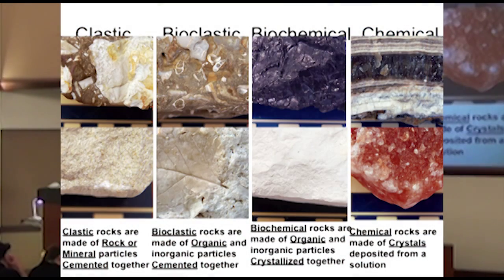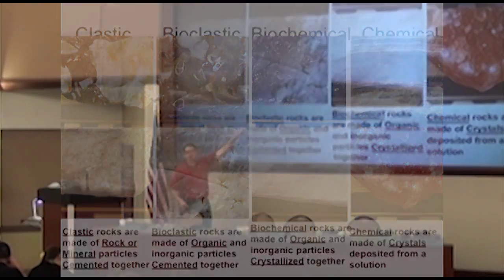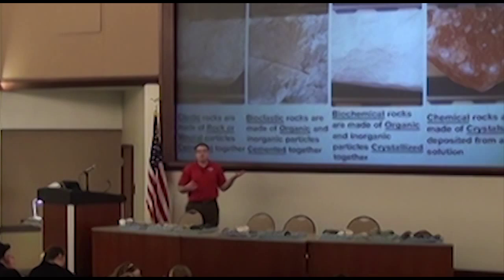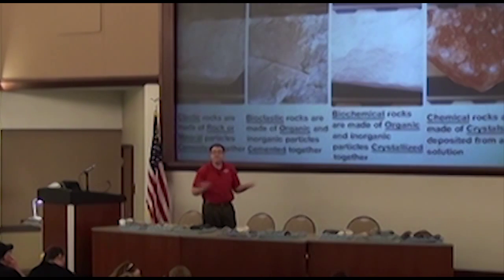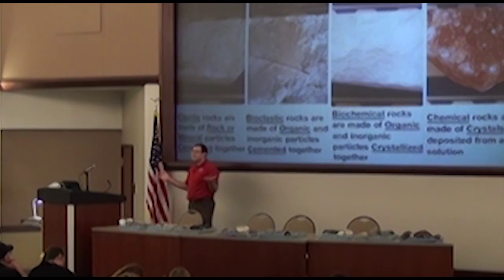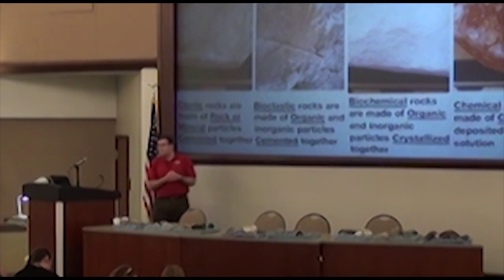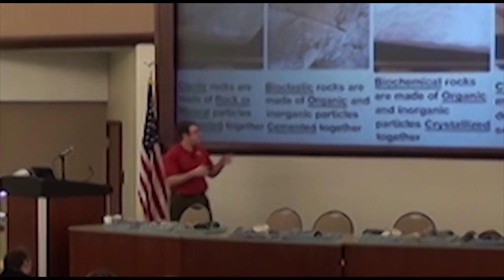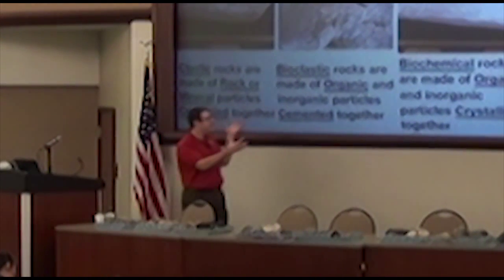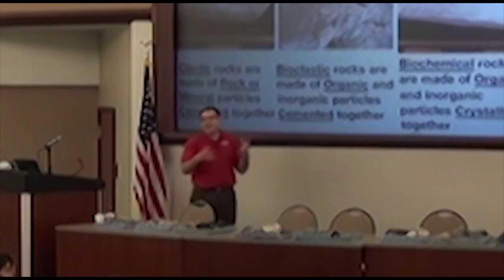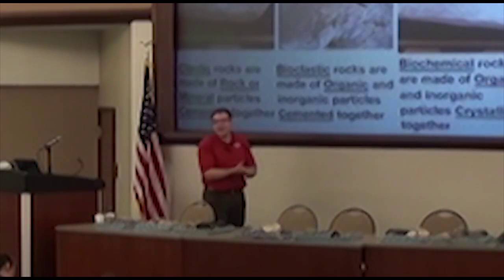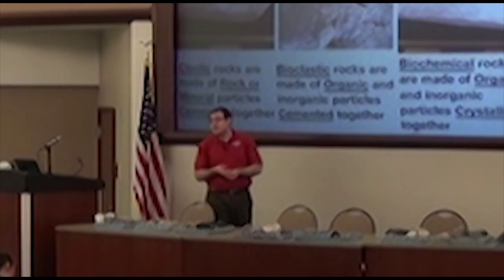The next one that we're going to talk about is bioclastic. So what does the prefix bio, this first little part, mean? What does that represent? Life. That's a good word. So anything that was living, is living, was living, had something to do with life. That's what that bio word means. So bioclastic means that there's particles stuck together and some of them had something to do with life. They were once alive. They were organic, right?